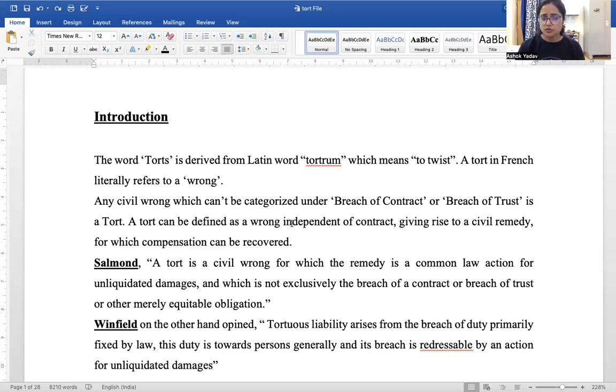A tort can be defined as a wrong independent of contract, giving rise to a civil remedy for which compensation can be awarded. So any civil wrong which is not a breach of contract or a breach of trust will fall under tort. It is a wrong, independent of contract, which will give a right to civil remedy for which compensation can be given. So tort can also be said to be something independent of contract, and when it is committed, it will give you a right to a civil remedy for which compensation can be sought, right?